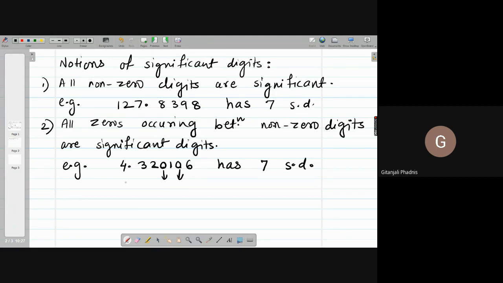So this also has 7 significant digits. Or you can have 102040508. How many significant digits does it have? 9 significant digits. Have you understood it? All these zeros are significant as they occur between non-zero entries, and all non-zero digits are already significant.